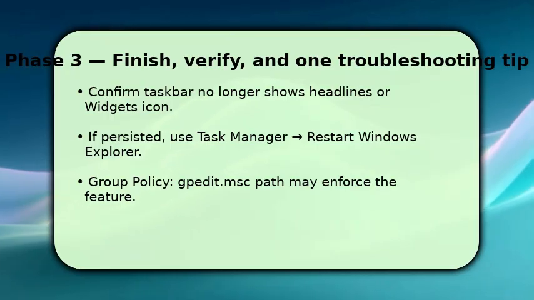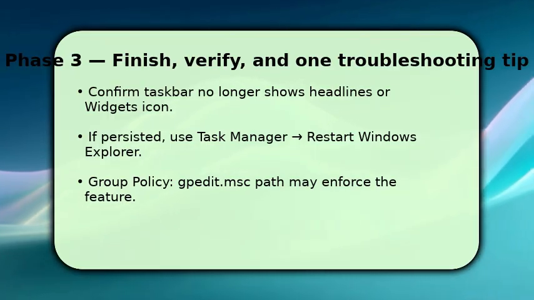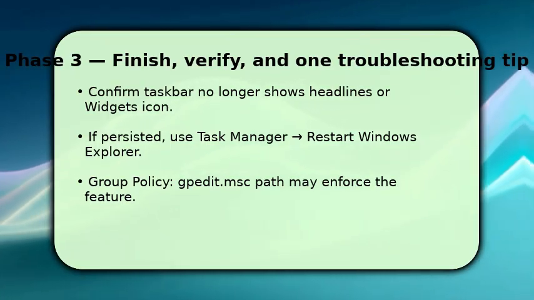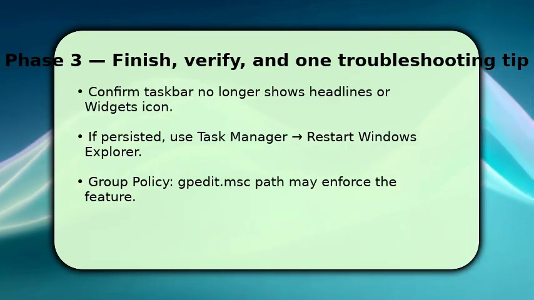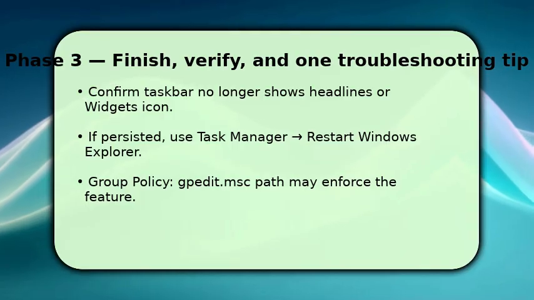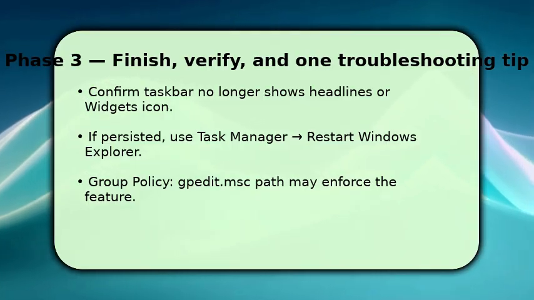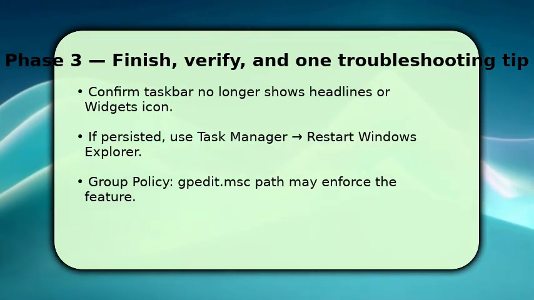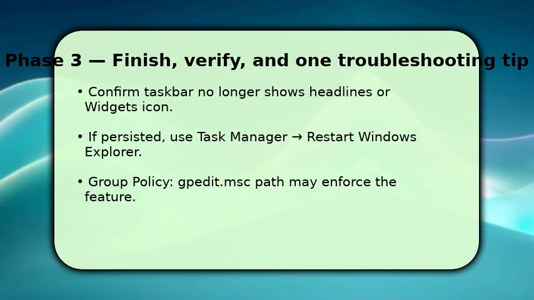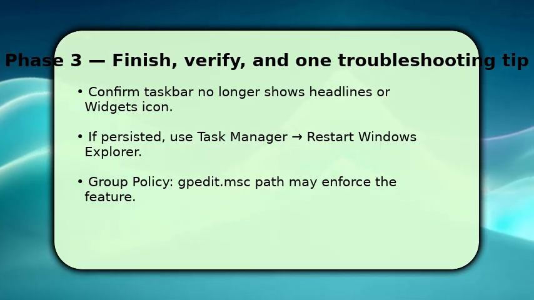If the feed returns or the toggle won't stick, open Task Manager and restart Windows Explorer to apply changes immediately. Make sure Windows updates are installed, since older builds behave differently. One key troubleshooting tip: if the option is enforced, check Group Policy on Windows Pro or Enterprise. Navigate to Group Policy Editor and search.